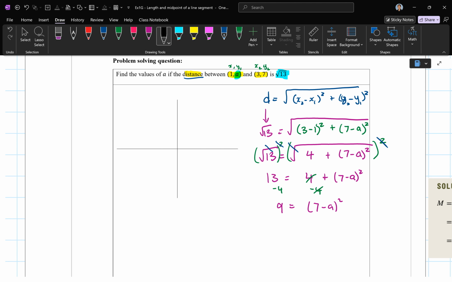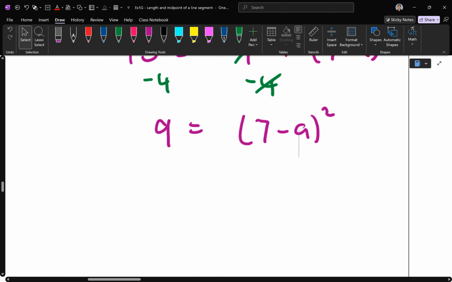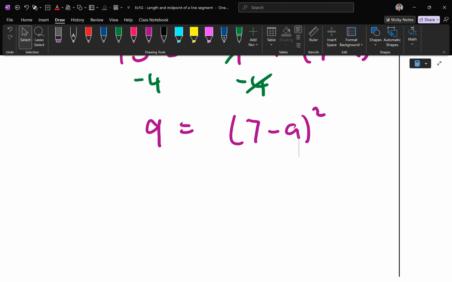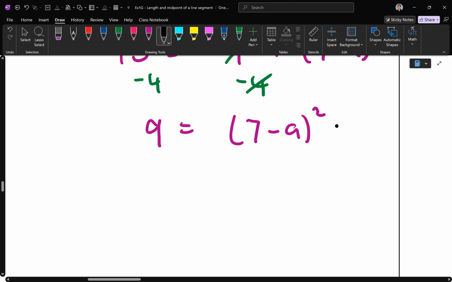This is how you do it. BODMAS. Right now, you've got to get rid of the square first. Yeah, BODMAS, you're going backwards. So you've got to get rid of the indices first before you do the subtraction there. To get rid of square, what's the opposite of squaring?